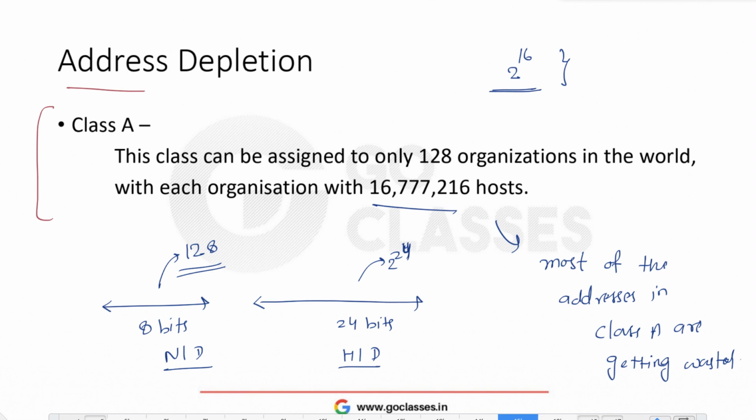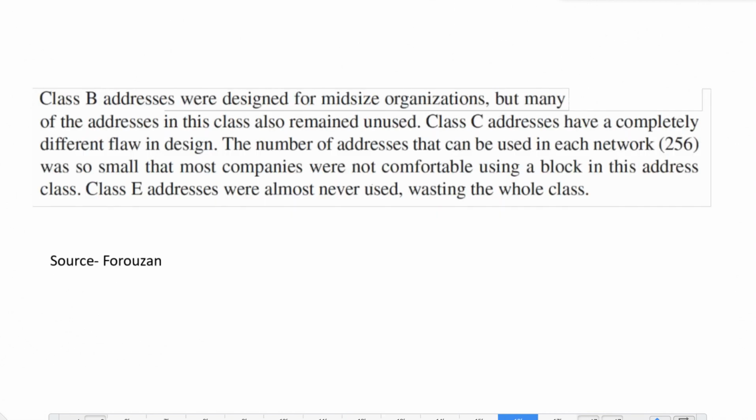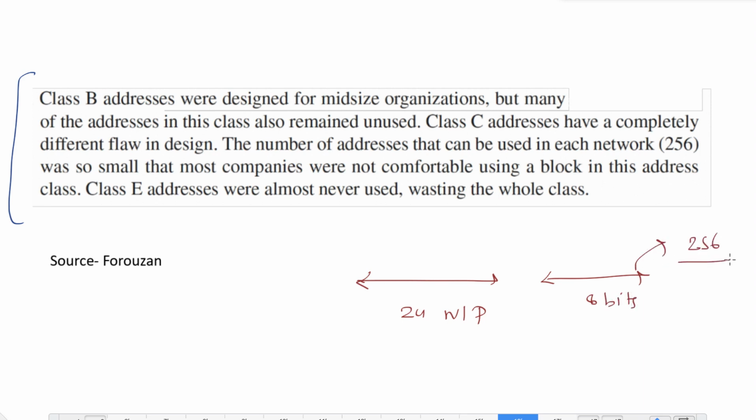Now if you go to class C, it is actually very small. Now read this paragraph I have taken from the Forouzan book. It says that class C addresses have a completely different flaw in the design, which means the number of addresses that can be used in each network is just 256. In class C I have 24 bits for the network ID and just 8 bits for the host ID, which means you can have 256 hosts within one network, which is very small.